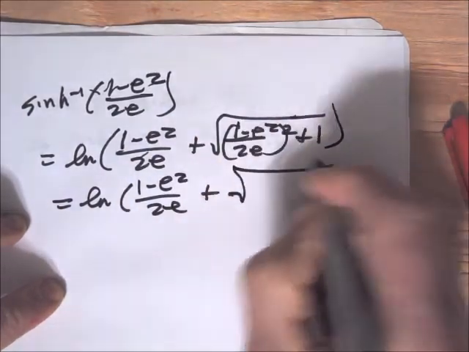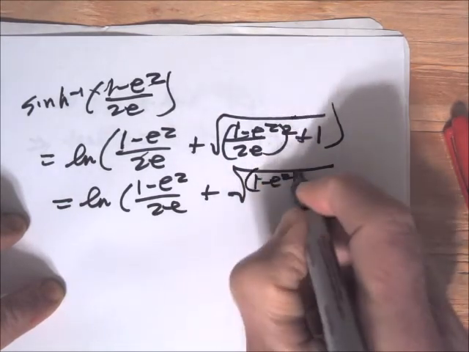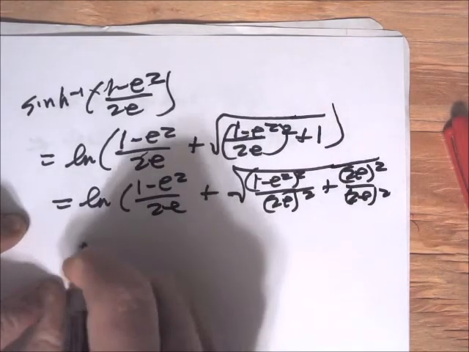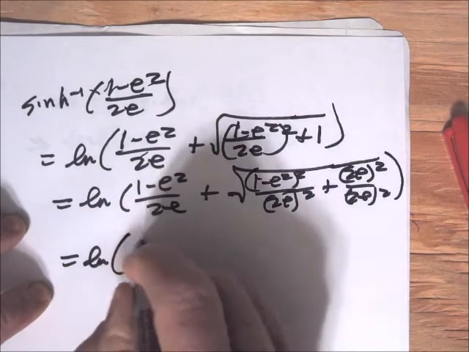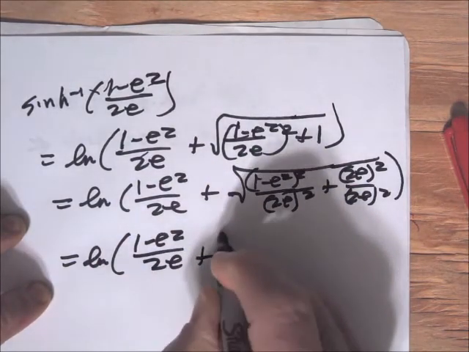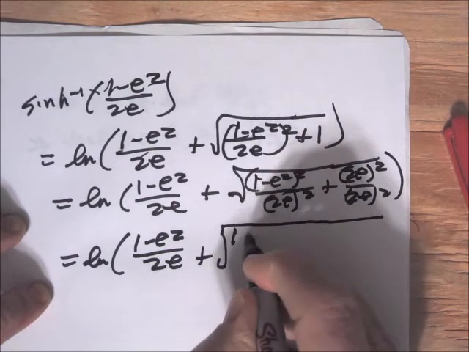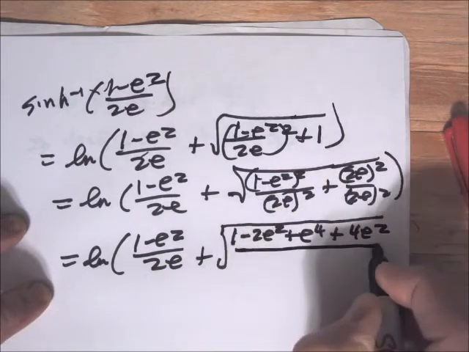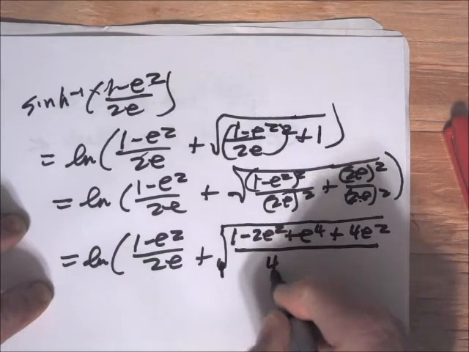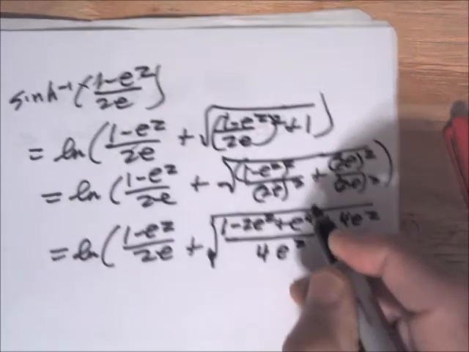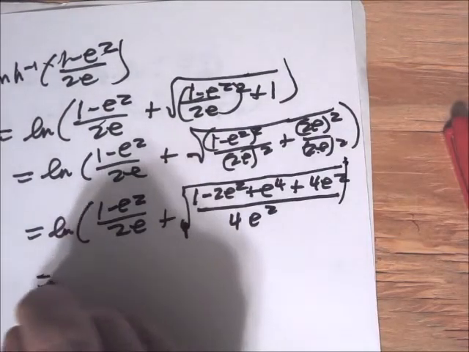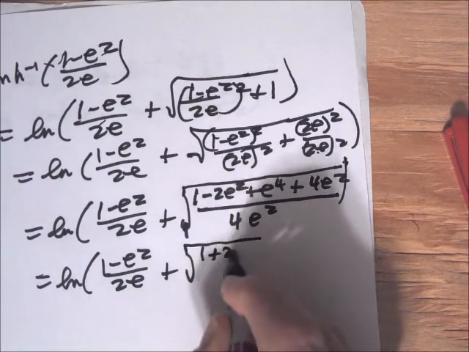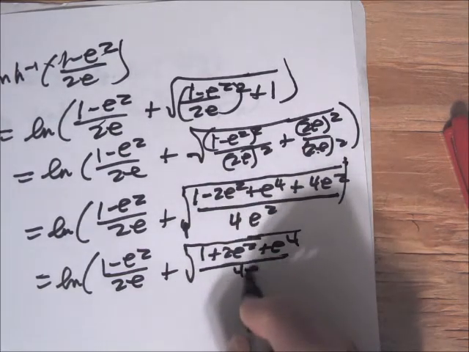Let's get a common denominator here: (1 minus e squared) over 2e, squared, plus 2e squared over 2e squared. So ln of 1 minus e squared over 2e plus square root. If we expand this, it's 1 minus 2e squared plus e to the fourth plus 4e squared, and then we have a common denominator of 4e squared. So 4 minus 2 is 2, and this becomes ln of 1 minus e squared over 2e plus square root of (1 plus 2e squared plus e to the fourth) over 4e squared.